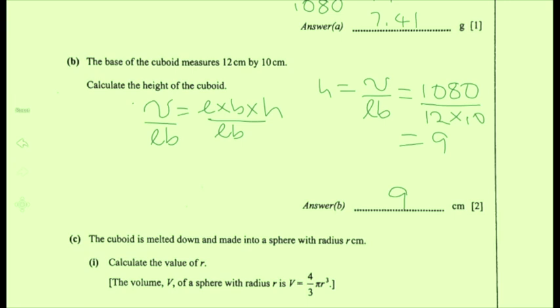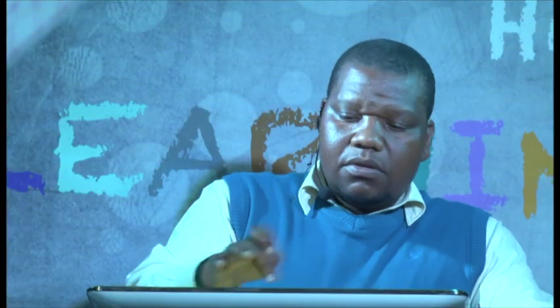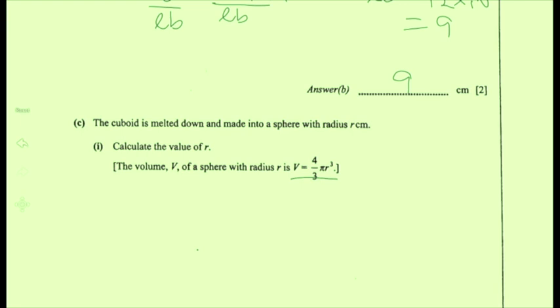Then the next part of the question is that the cuboid is melted down and made into a sphere with radius r centimeters. Calculate the value of r. So you can use the equation for the volume. The volume of a sphere is 4 over 3 pi r cubed. In this case, you want to calculate r. You are given the volume, because the volume of this sphere will be equivalent to the volume of the cuboid. So your v is 1080 cubic centimeters.